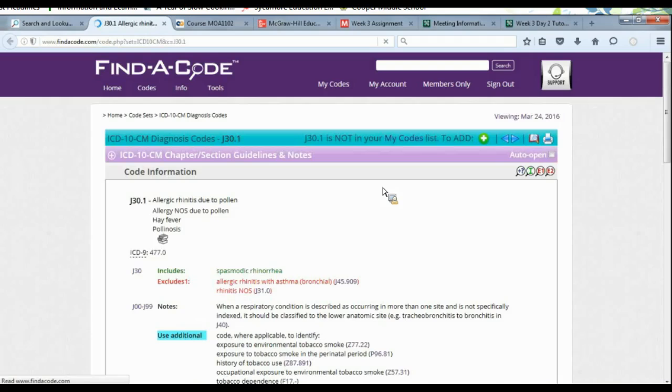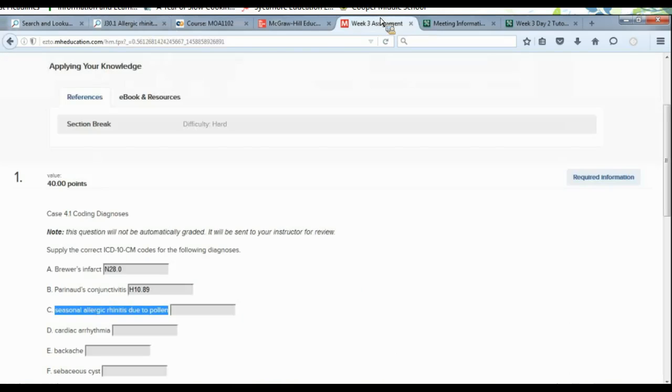We have allergy not otherwise specified due to pollen, hay fever, pollinosis. This is definitely a code that I know I had when I was first diagnosed with seasonal allergies as a little girl, because I know I have hay fever. It's interesting to look at all the codes and say, hey, this is what I have. This is probably what's in my medical record as we speak. But J30.1 is the correct code for seasonal allergic rhinitis due to pollen, which again was only one complete match.